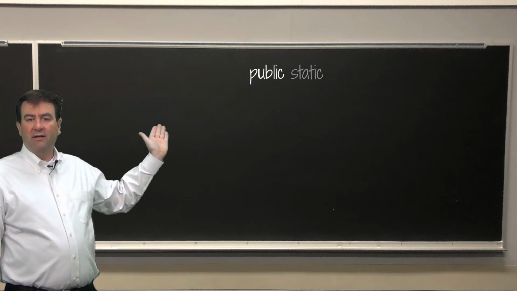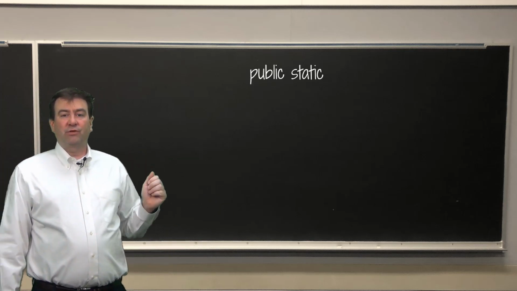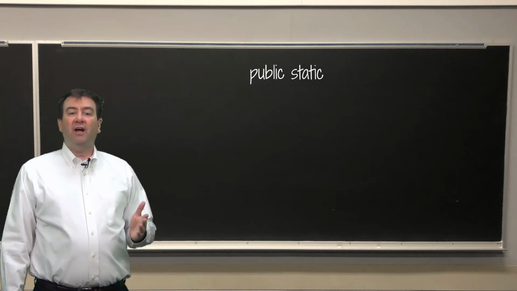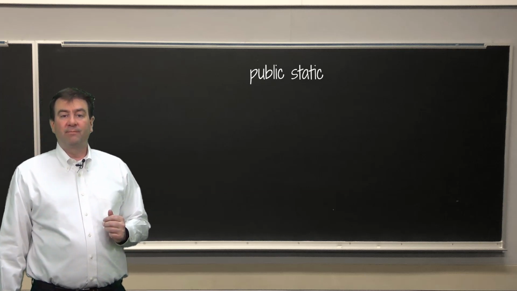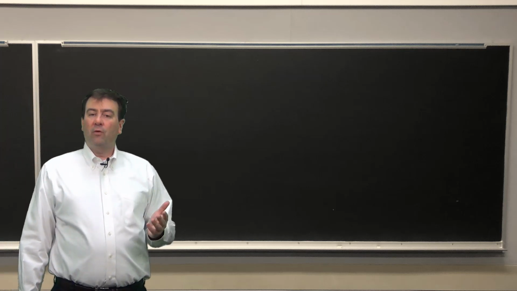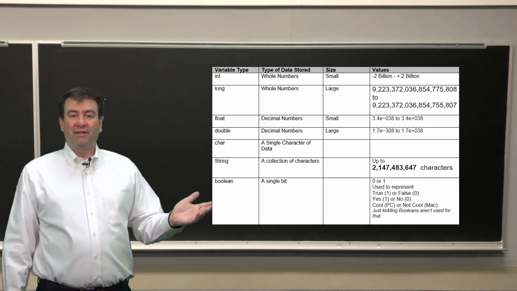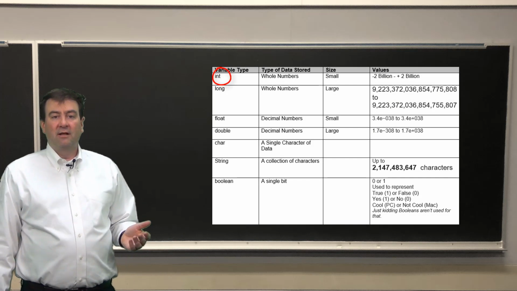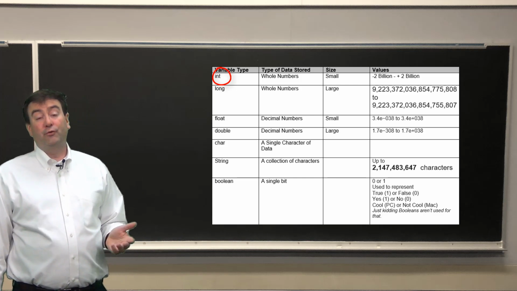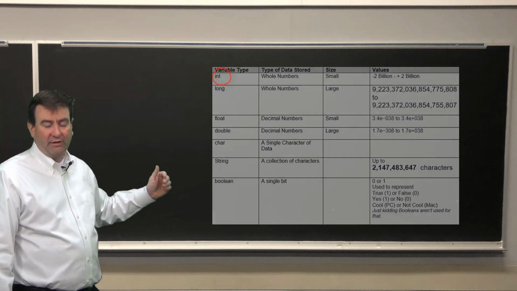Public, static, but now we are actually returning data, so we can't use void. We need to put the type of data that we will be returning. In this case, let's assume that it's a whole number. If we know the whole number is going to be less than 2 billion, then we can use an int. Otherwise, we would need to use a long. In this case, less than 2 billion is fine, so we'll use int.